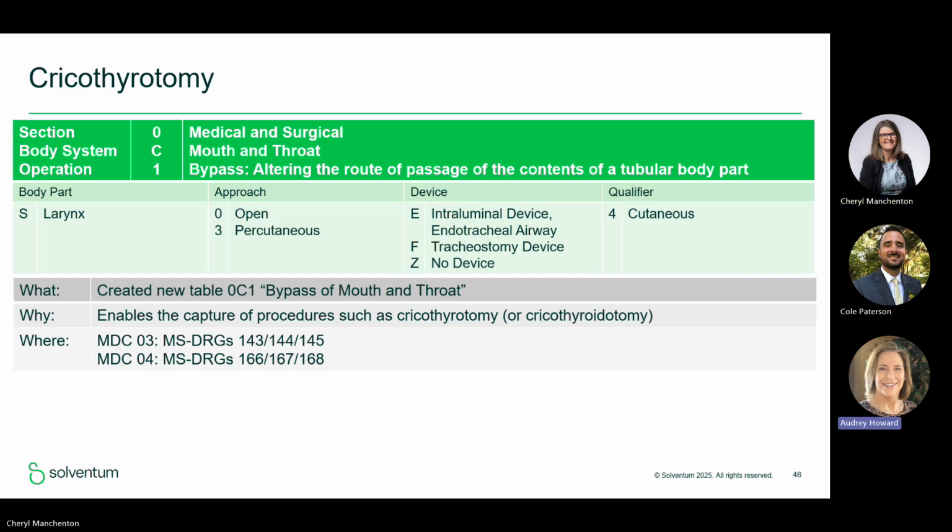This is a fun code to discuss, if that's even possible. But the next procedure we are going to discuss is the cricothyrotomy. Six new codes were created by creating a new table 0C1, bypass of mouth and throat. Notice that the MS-DRG for these codes are classified to either MDC 3, which is ear, nose, and throat, or MDC 4, respiratory. The new codes are not considered the same as a tracheostomy. So that's setting up the new codes.